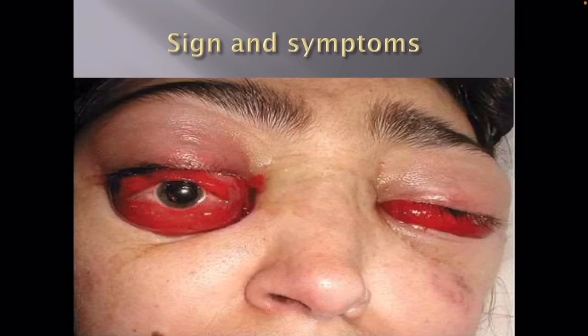Signs and symptoms: classic presentation is abrupt onset of unilateral periorbital edema, headache, photophobia, and bulging of the eye. Sixth nerve palsy is the most common. Retinal hemorrhage and decreased visual acuity, fever, tachycardia, and sepsis may be present.